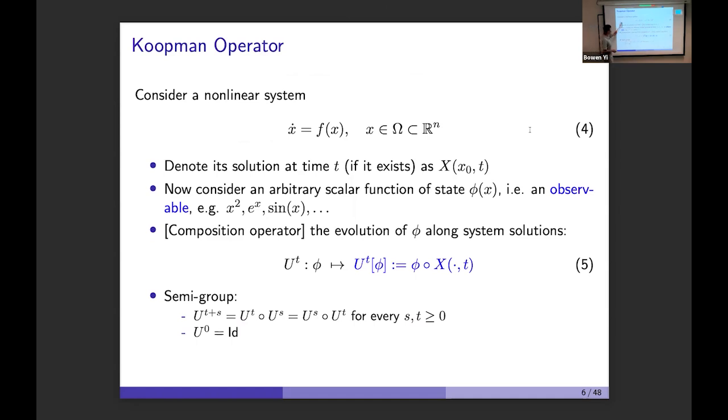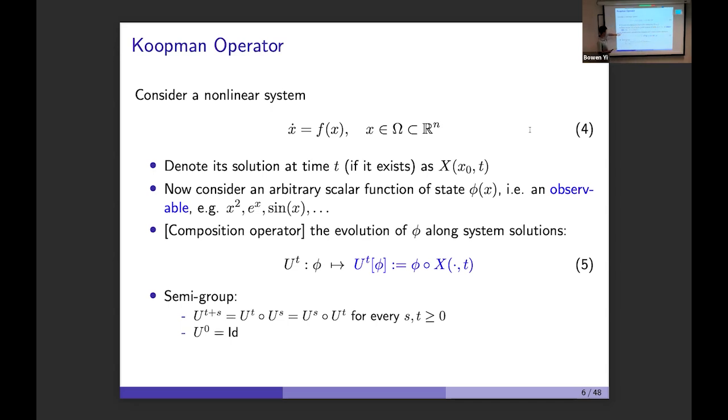We consider the nonlinear autonomous system in the form x dot equal to f(x), and we denote the solution at time t, if it exists, as capital X, from the initial condition x0. Now we consider arbitrary scalar functions, which we call observables. This could be any scalar function like a square function, exponential function, sinusoidal, or any other one. The Koopman operator is a composition operator defined as the composition of the observable with the solution capital X.